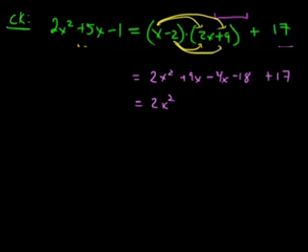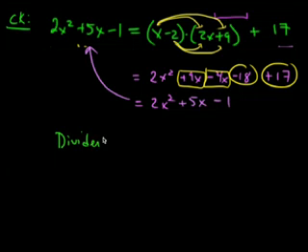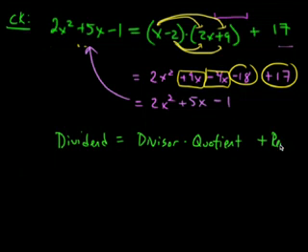Notice I've got 2x squared. I can combine like terms. 9x and negative 4x will combine to be a 5x. And then the negative 18 and 17 will in fact combine to be negative 1. And voila, notice that this equals that, and it does work out. So once again, we said the dividend was equal to the divisor multiplied by the quotient plus the remainder. And I don't think you guys can see further there, so I'll just summarize it as remainder.